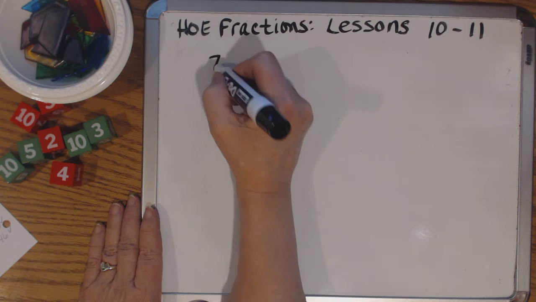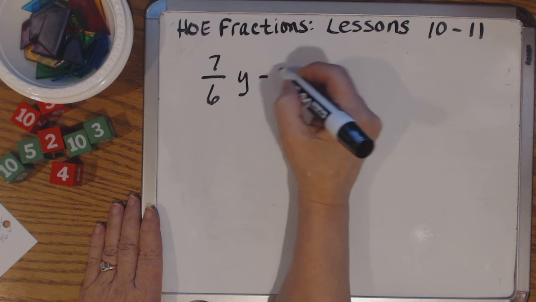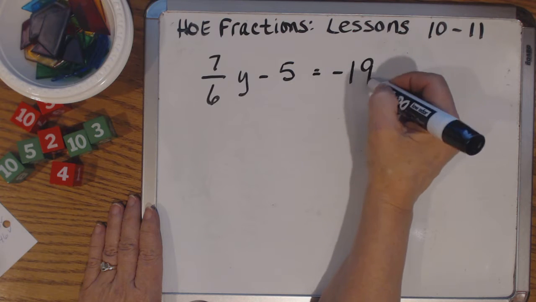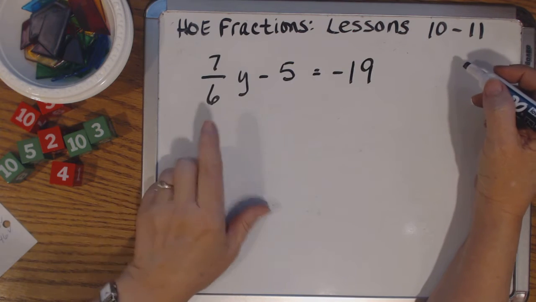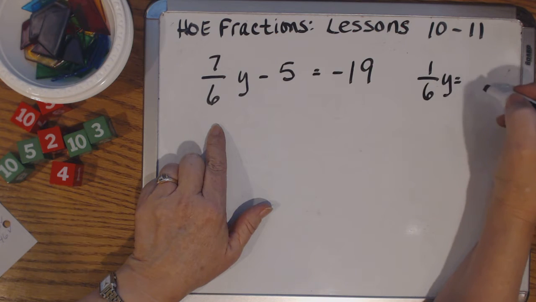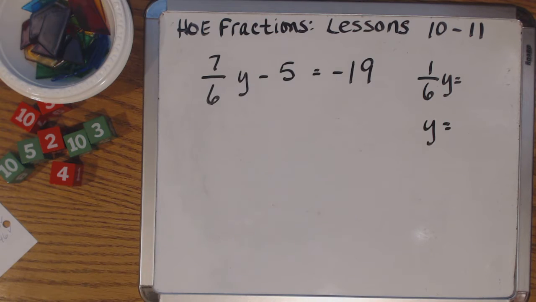This is going to be 7/6 of y minus 5 is equal to negative 19, okay? So we need to know what each 1/6 of y is going to be equal. And then, of course, from there, we're going to want to know what a whole y is equal, okay? So I'm into sixth territory here again.